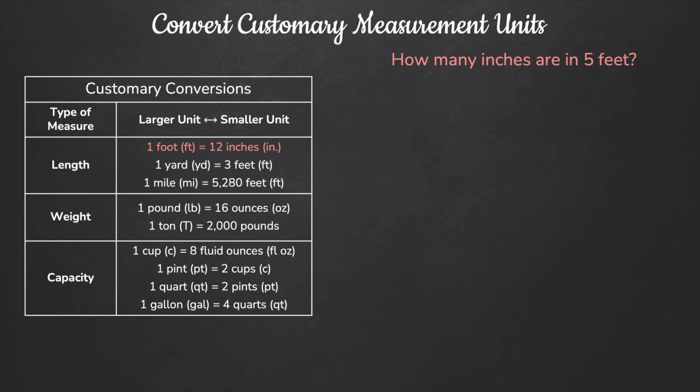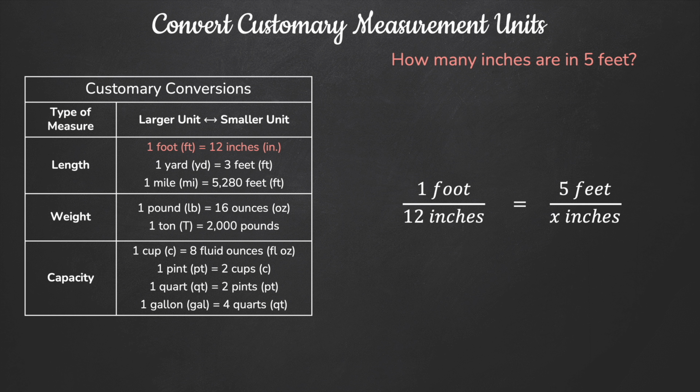We're going to take the information from the table and write that as a ratio. So we have 1 foot over 12 inches. This information here is just from our table, okay? And then we're going to write an equal sign. And in the problem, we want to figure out how many inches are in 5 feet. So what's known to us is that it is 5 feet.